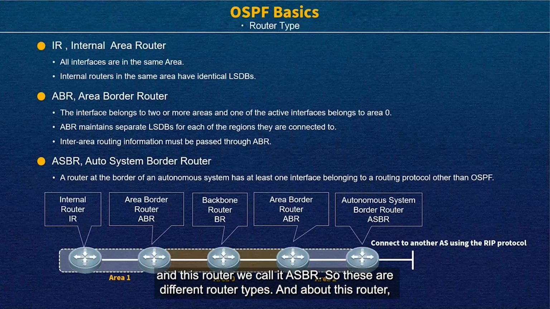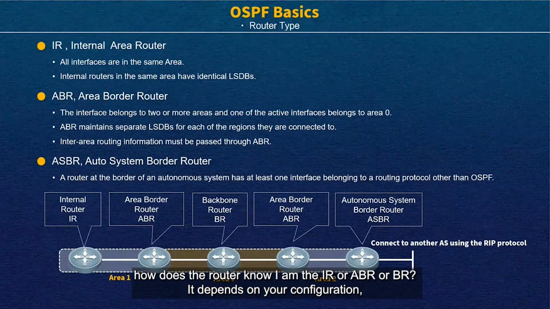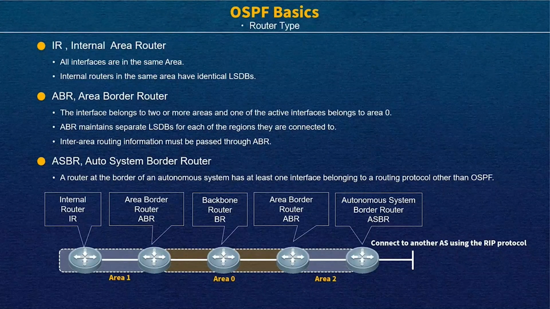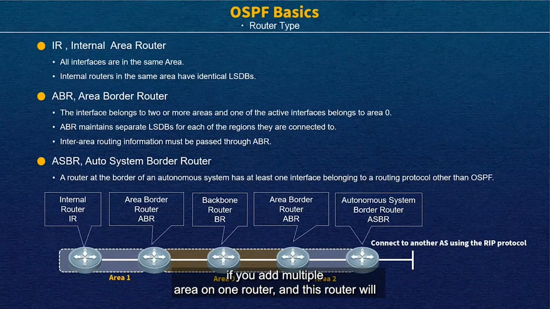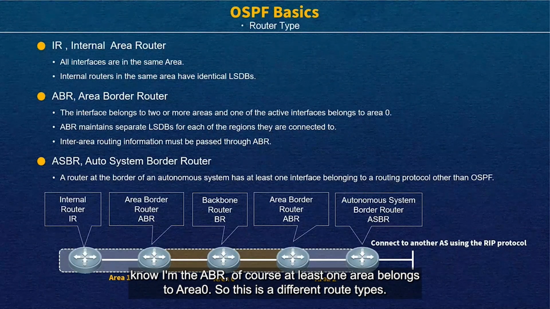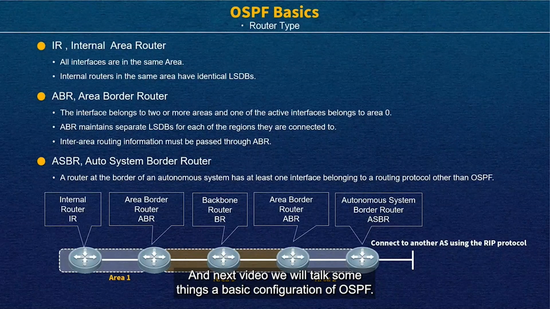And about this router, how does the router know if it is an IR, ABR or BR? It depends on your configuration. If you add multiple areas on one router, this router will know it is the ABR. Of course, at least one area belongs to area 0. So these are the different router types. And in the next video, we will talk about the basic configuration of OSPF.